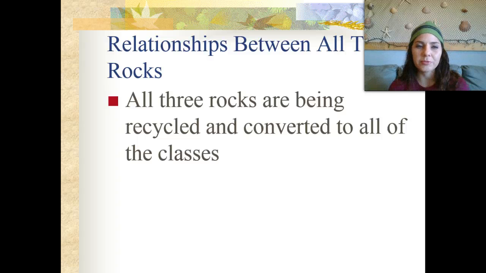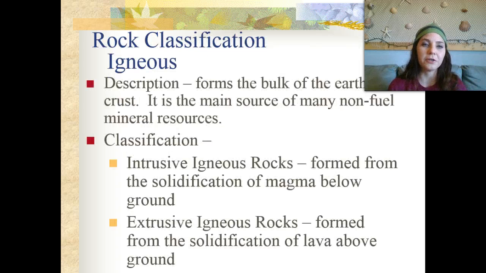So what are the relationships between all three of these rocks? Well, all three rocks are being recycled and converted into different types of classes. So we have our igneous, metamorphic, and sedimentary. And there are different classes that they can be characterized into. So to get an idea of what each of the classes are, I want to make sure you guys know some of the basics about those rock types.